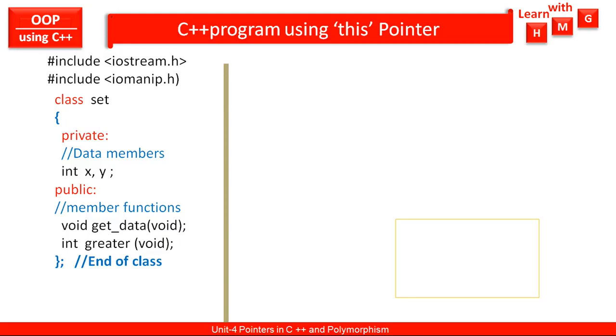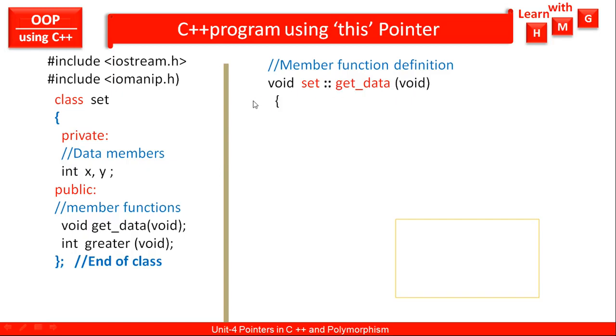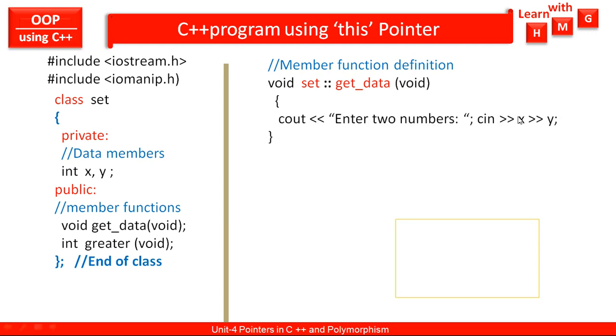Now let us write the member function definitions of the getData and greater functions. First, the member function definition of getData, which is a member of the set class. It is defined using the scope resolution operator. Void arguments means no arguments. Void return type means no returned value. Using simple cin and extraction operators, we are accepting the values of x and y.